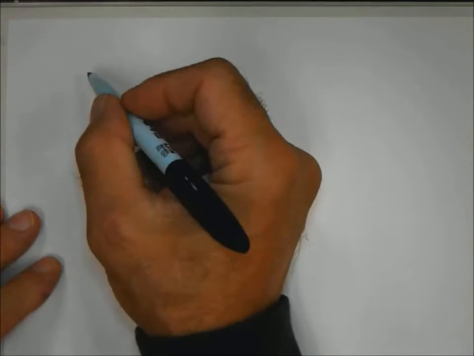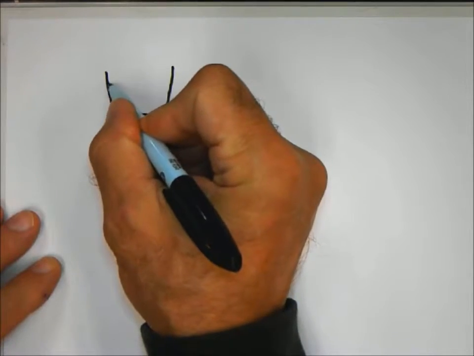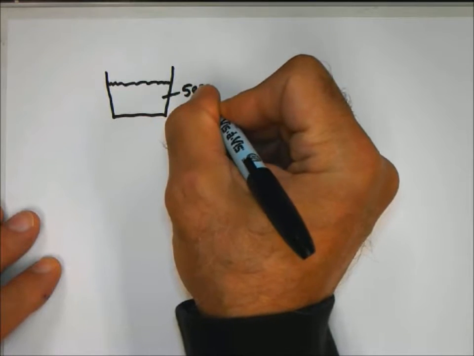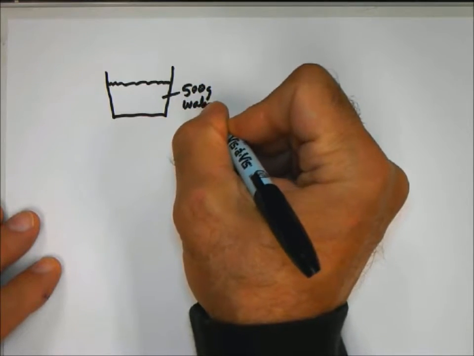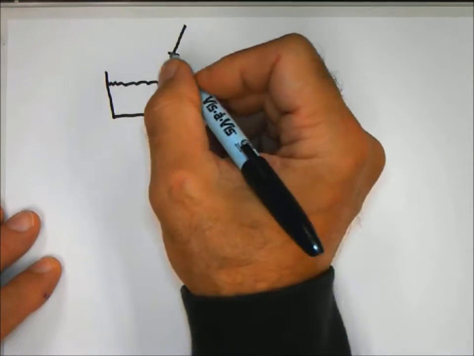Let's say that we have 500 grams of water in a bucket, and this bucket is totally insulated, has a lid on it. There's 500 grams of water in there, and I'll put a thermometer in there. And so let's say we're starting this out at 30 degrees Celsius. That's the original temperature of the water.